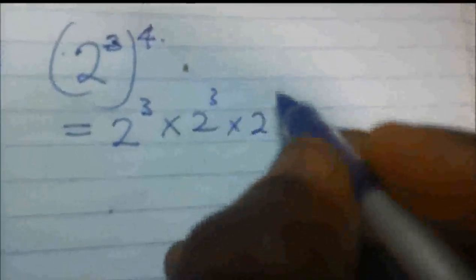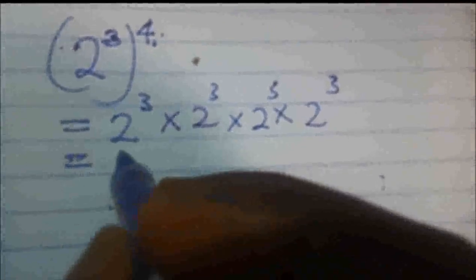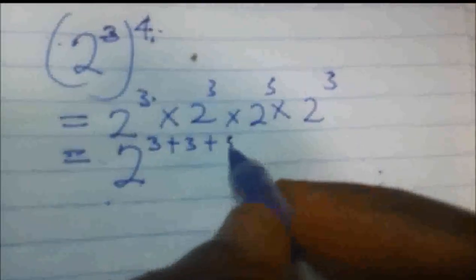a number like 2 raised to power 3, all raised to power 4. This is the same thing as 2 raised to power 3 times 2 raised to power 3 times 2 raised to power 3 times 2 raised to power 3. That is in 4 places. And using our first law of indices, we can add all the powers together. That will be 3 plus 3 plus 3 plus 3. And that will give us 2 raised to power 12.